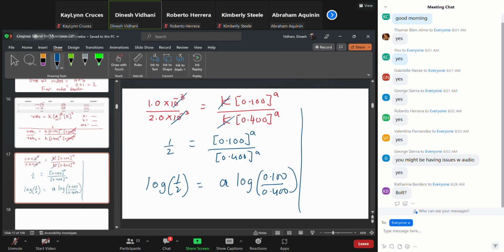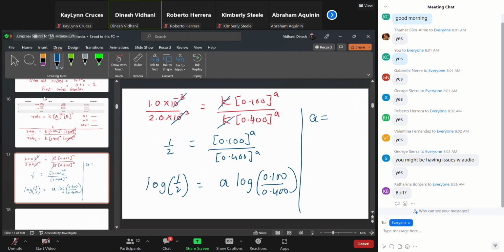Based on this, can you find me now A? Divide by the logarithm of 0.1 divided by 0.4. Okay, can you find me that number? The final number for A, what will that be? 2. Are you sure it's 2? It's log of a half over log of 1/4. Okay, so what will that be? 1/2 squared is equal to 1/4, so it's 2.